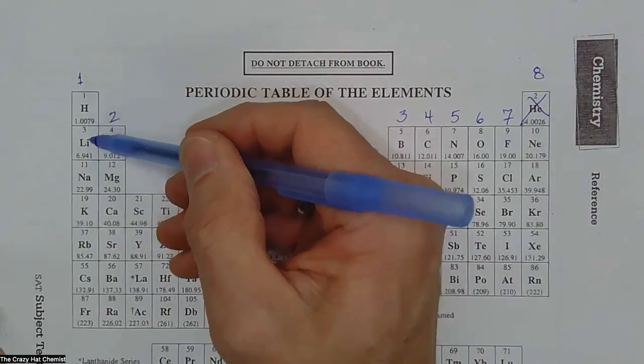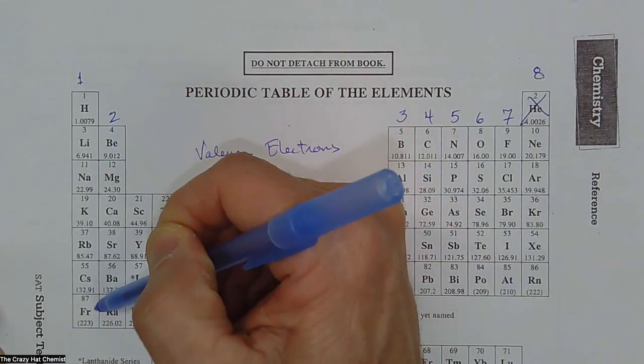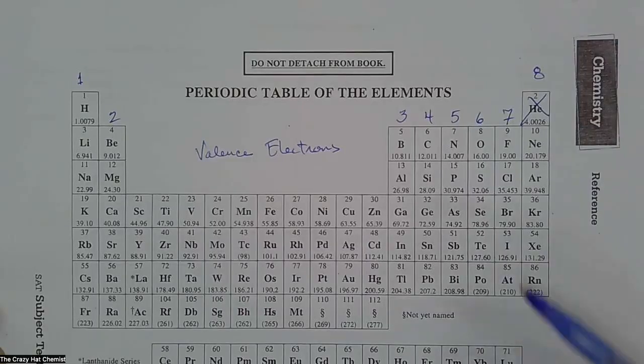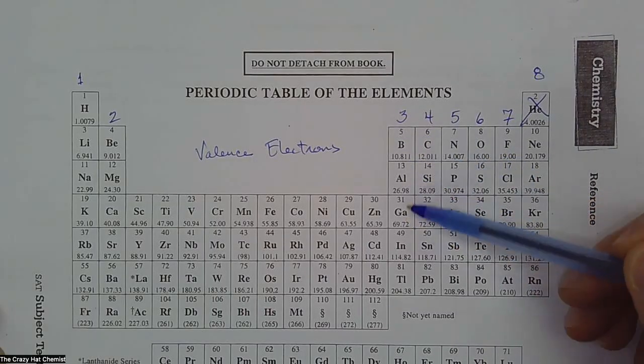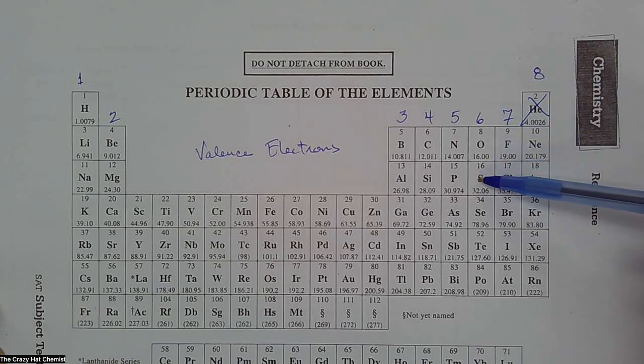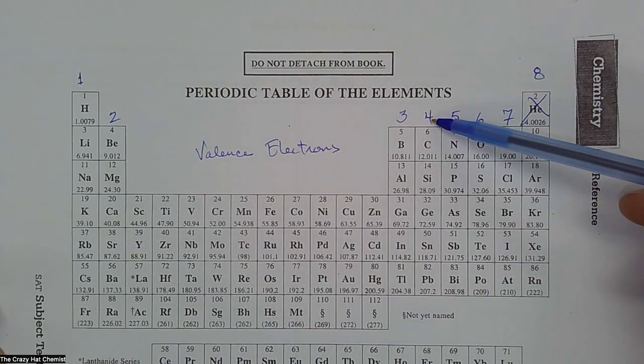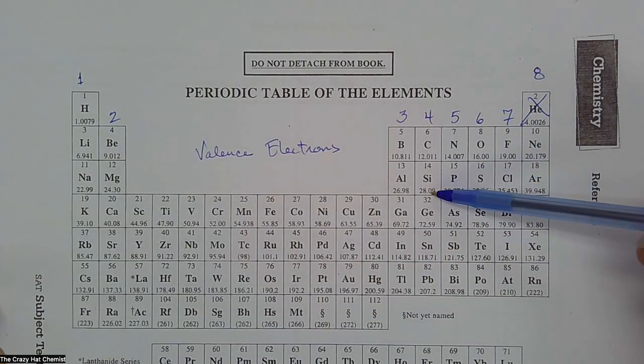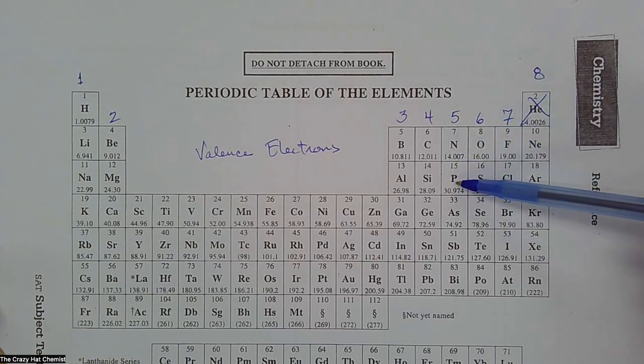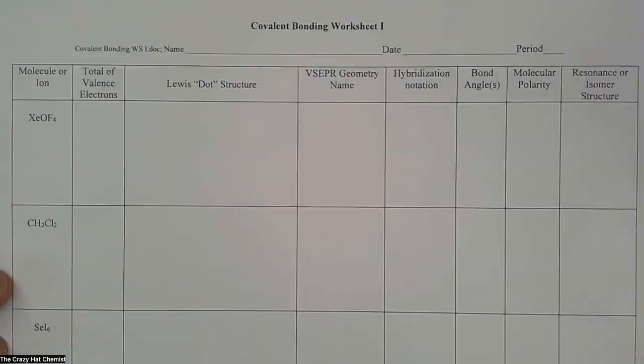So for example, hydrogen, lithium, sodium, potassium, rubidium, cesium, and francium all have 1 valence electron, just like boron, aluminum, gallium all have 3, just like oxygen, sulfur, selenium all have 6. Argon, krypton, and xenon have 8. Beryllium, magnesium, calcium, strontium have 2. Carbon has 4, silicon has 4, nitrogen has 5, and phosphorus has 5. Fluorine, chlorine, bromine, and iodine have 7. Those are the number of valence electrons. It's critical that you know that information before we move on to the worksheet.